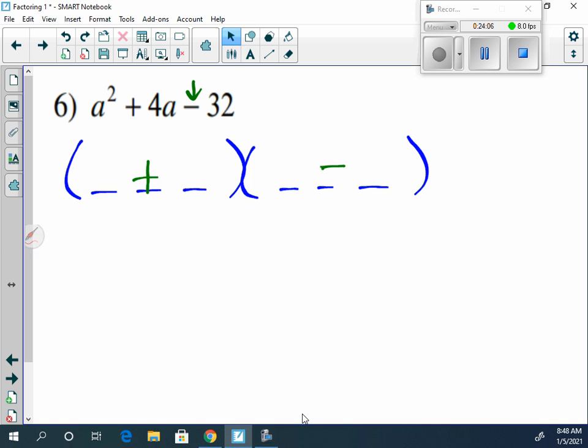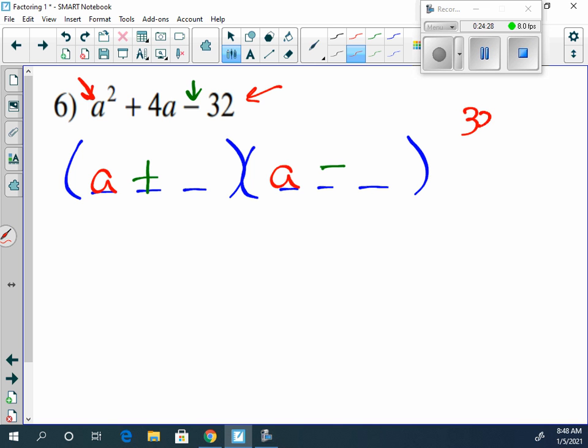Now that brings us to step 4. Step 4 is the factors of the first and third term. Well, the factors of a squared are, well, a and a. A times a is going to give me a squared. There's no other way we can do that, because a times a is the only way we can actually have a squared. 32, on the other hand, is a little bit different. As well, we can have 1 times 32, 2 times 16, 4 times 8. 5 doesn't work, and 6 won't work.